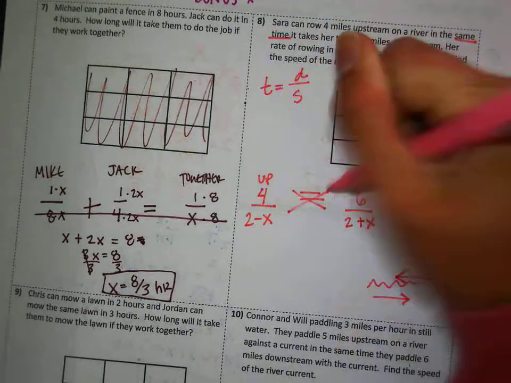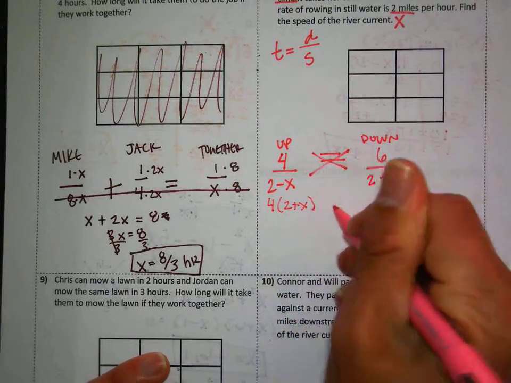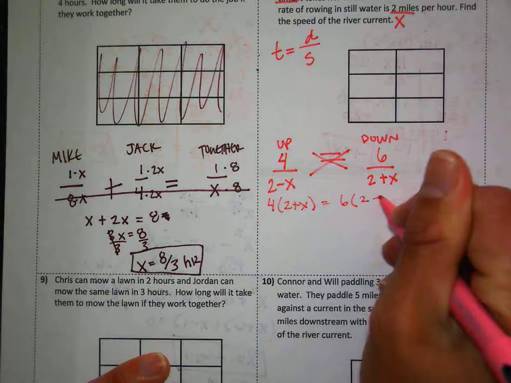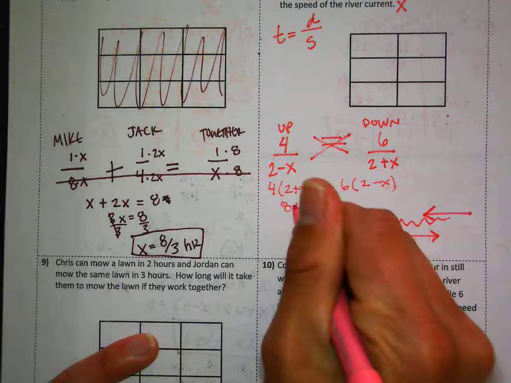So we're going to cross multiply. 4 times 2 plus x equals 6 times 2 minus x. 8 plus 4x.